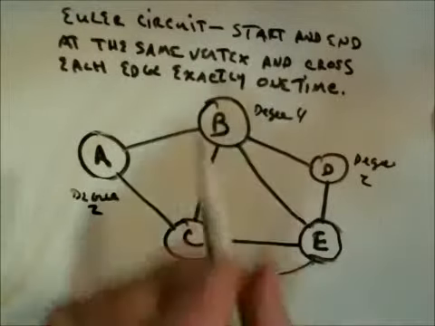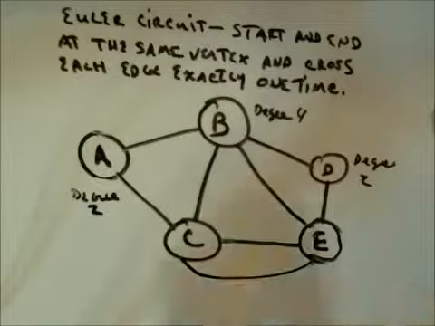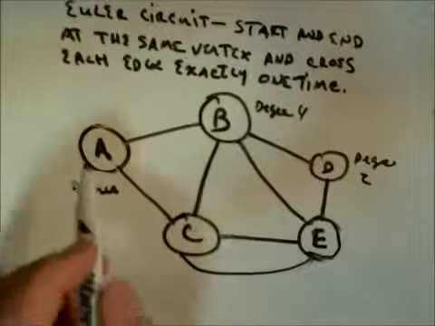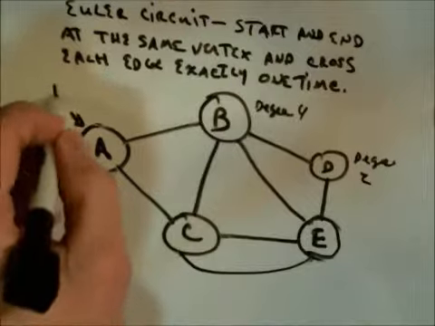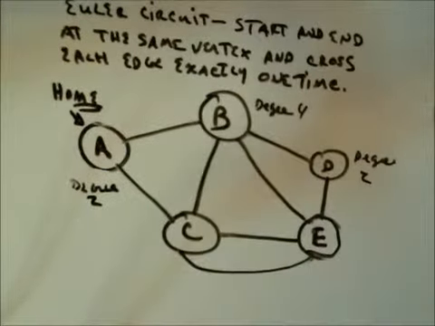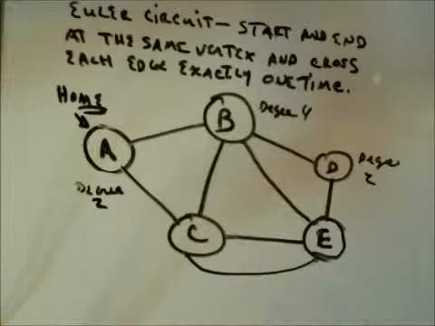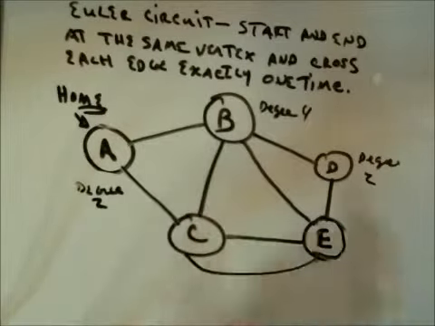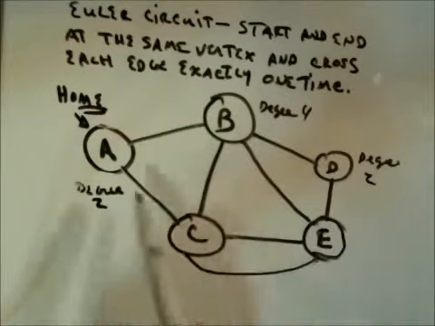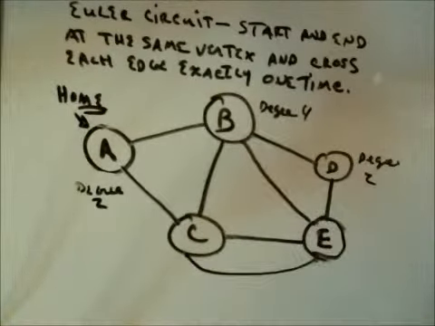Now, with an Euler circuit, we're going to start and end at the same vertex. In the Chinese postman problem, we're going to be starting and ending at home. Let's call our home base vertex A. And with the Euler circuit, you have to make your way around this network, and you have to cross every edge exactly one time. So if you're the postman and you have to deliver mail to all of these different streets between the intersections, the streets represented by the edges, the intersections represented by the vertices, you have to cross every street one time.